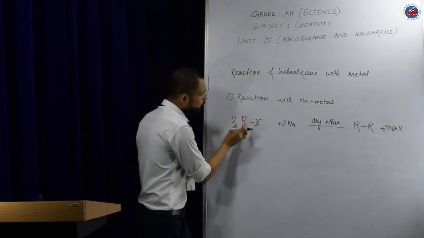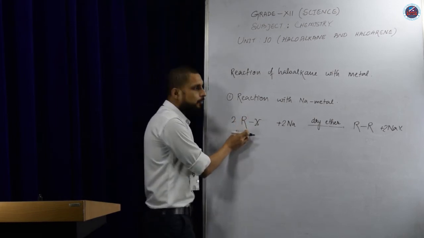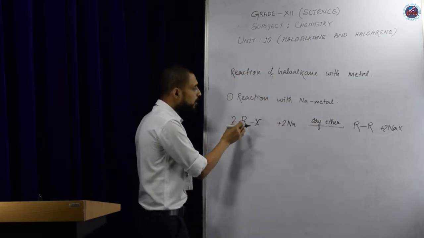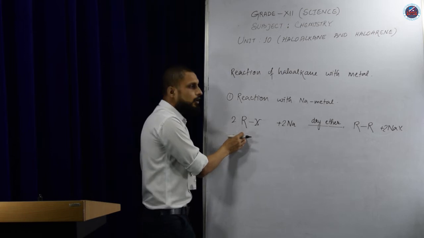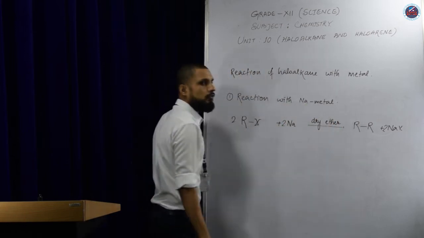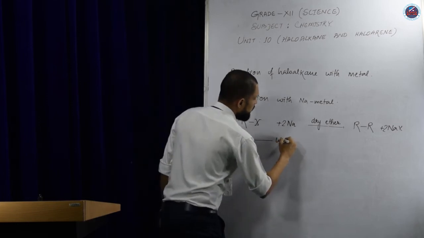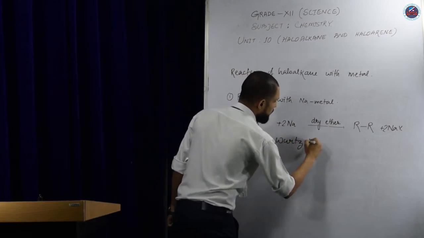Now, say if you start with one carbon alkyl group, you will get an alkane with 2 carbon. If you start with 2 carbon alkyl group, you will get an alkane with 4 carbon. And this reaction is known as Wurtz reaction.